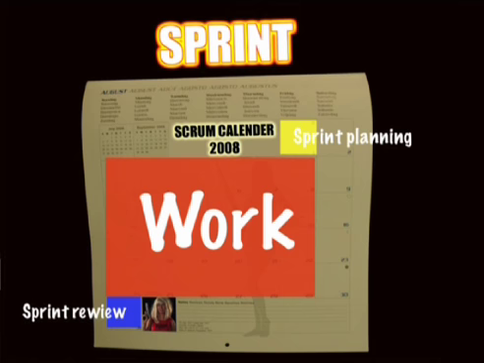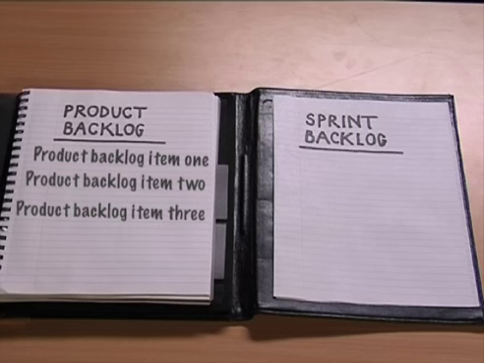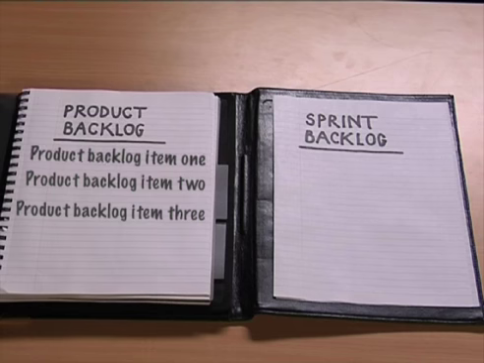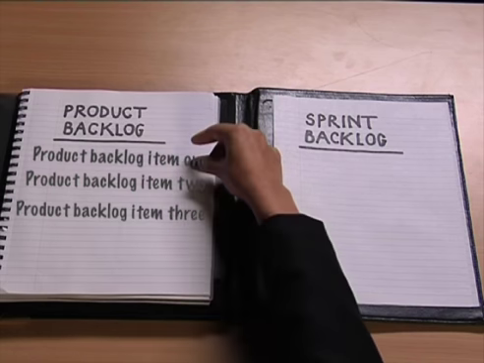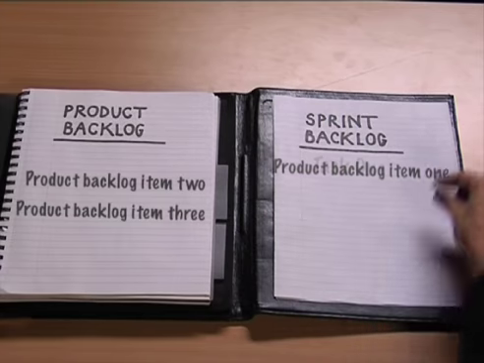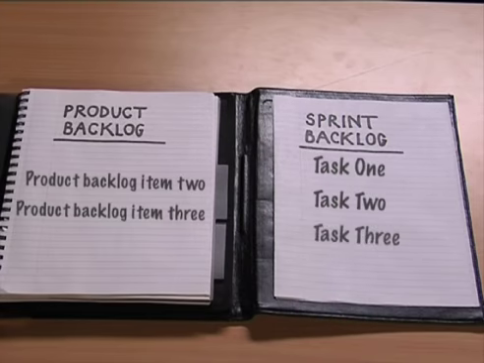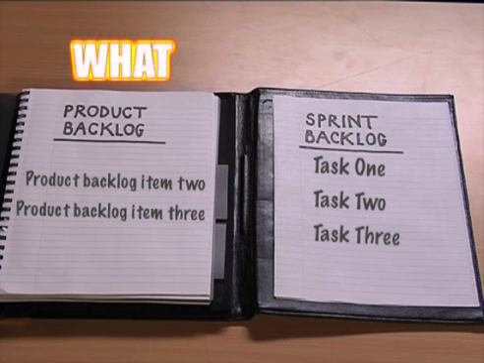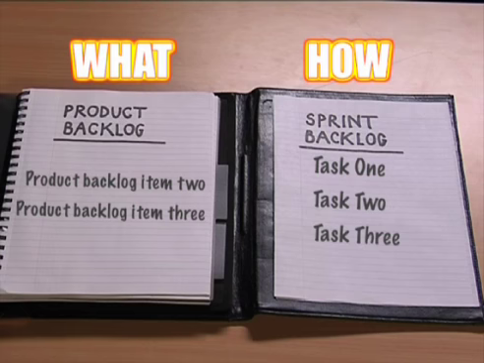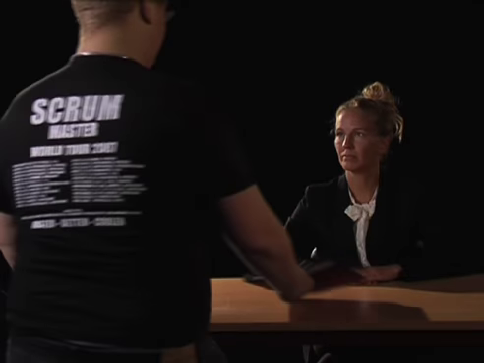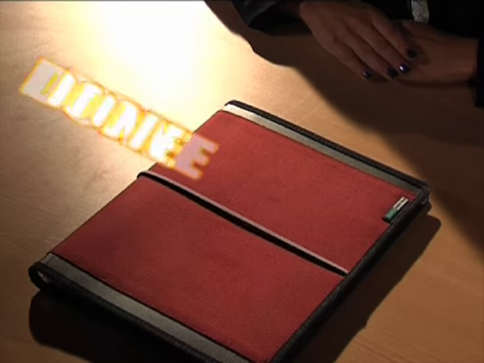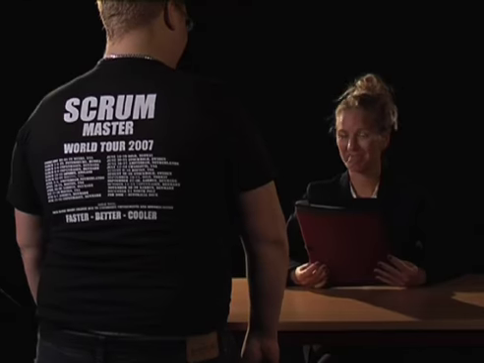Now it's time for sprint planning. To know what to do during the sprint, the team breaks down the product backlog items into tasks. The product backlog items tell us what to do and the tasks how to do it. The amount of tasks the team has committed to do in a sprint is called a sprint backlog. At the end of the sprint, the team demonstrates finished functionality for the product owner.